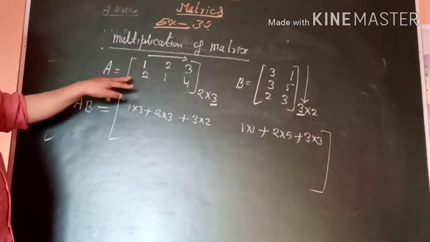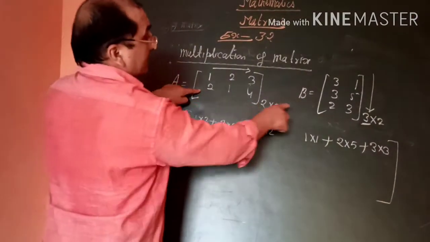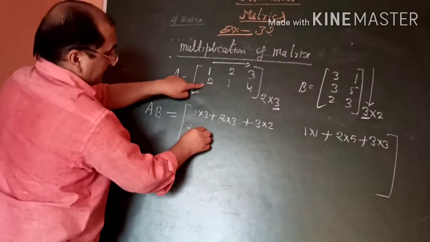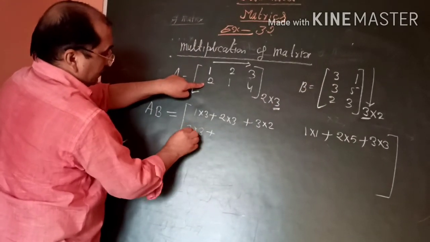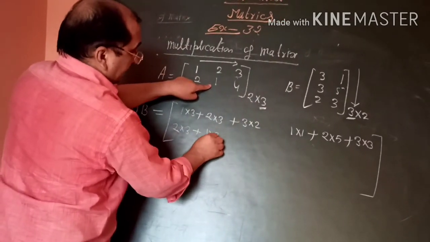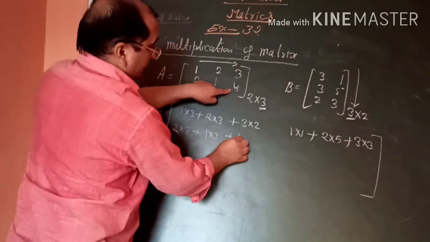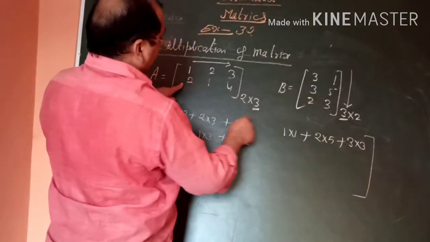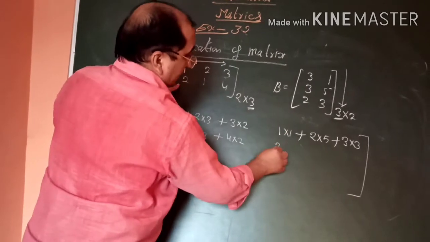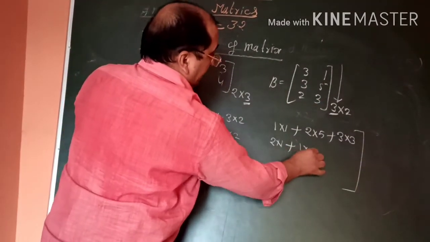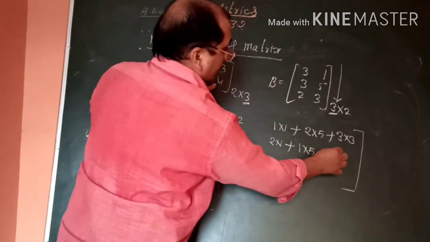And for the second row, second multiply to first. 2 into 3. Then 1 into 3 plus 4 into 2. And second row, second column, 2 1 are 2, plus 2, 1 into 5 plus 4 into 3.